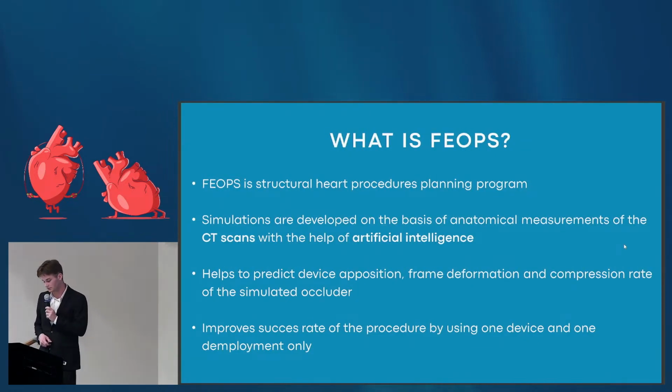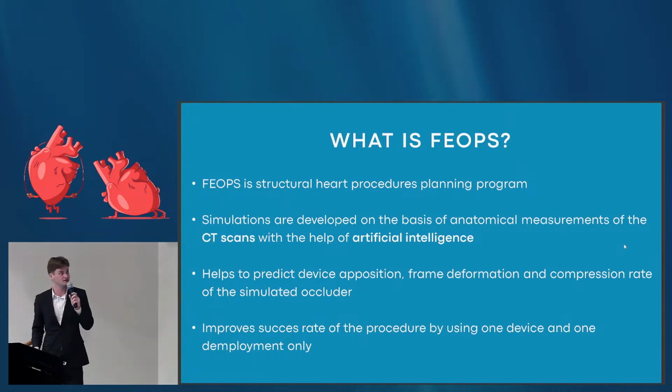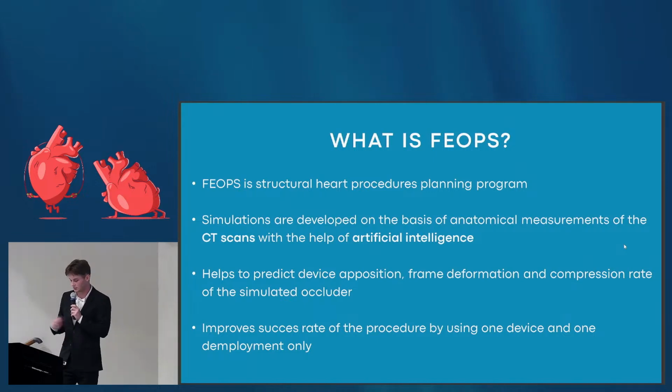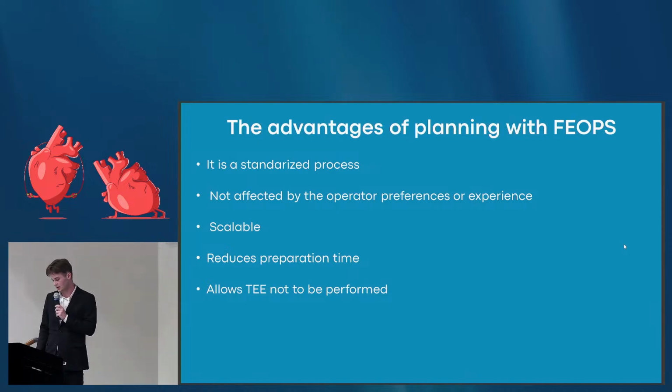So what is FEOPS? It's a structural heart planning program. It's based on the CT scans, and with the help of artificial intelligence, it provides the visualization of how the device will be placed in the heart of the patient. It helps to predict the device position and frame deformation. The specialist can also see how different sizes of the devices will look in the left atrial appendage, and it also, according to studies, improves the success rate of the procedure.